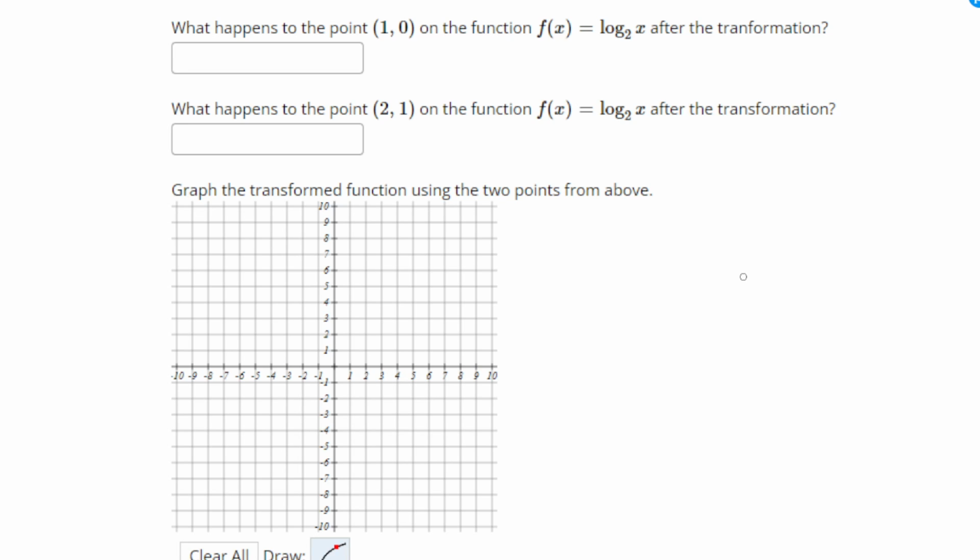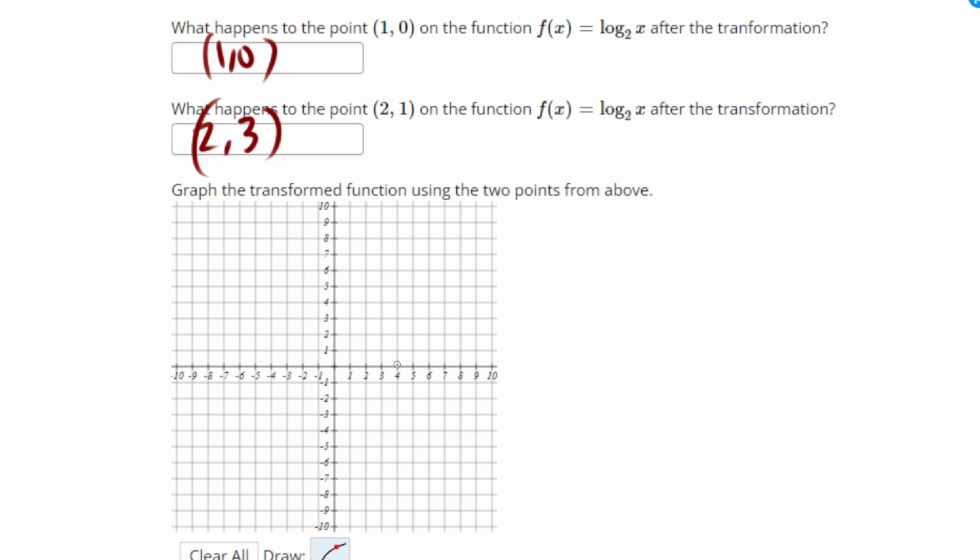What happens to the point (1, 0) on the function f of x equals log base 2 of x after the transformation? And they forgot their s there. That's kind of silly. So we have log base 2, and now we have 3 log base 2, which means that it's going to be stretched by 3, which means that our y is going to be multiplied by 3. So it stays as (1, 0). (2, 1), after the transformation, will be (2, 3).